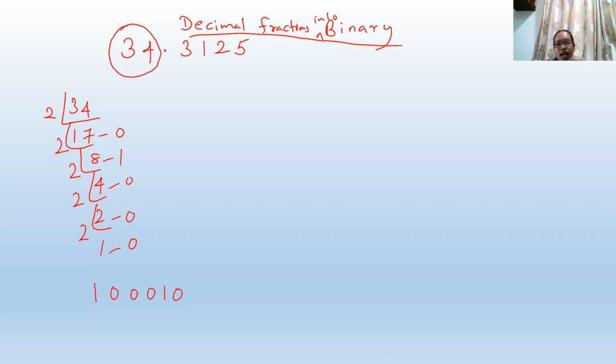Here we are discussing how to convert decimal fraction values. That means the decimal numbers with some fraction parts, how to convert those into binary. Normally a whole number decimal, you have to divide by 2 in order to take the binary. But the fraction part, you have to do separately.